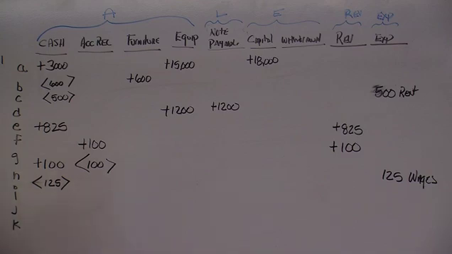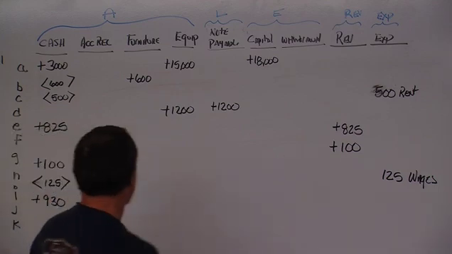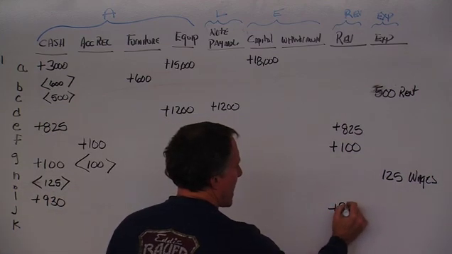Let's go down to I. In I, on the 31st, cash received for services provided for the second half of the month, $930. All right, I got some more cash, $930. What's the other side of that transaction? That's another revenue, $930.